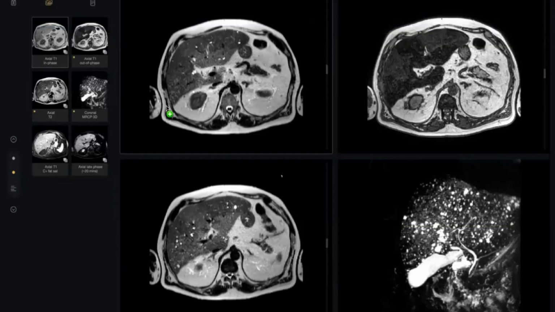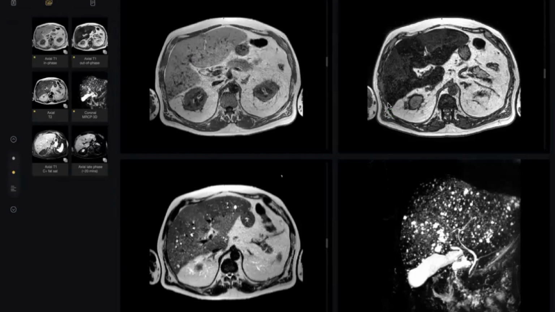T1 in and out of phase images. This is in, this is out. Okay, this is in, bright, out, drop. If you have the reverse, the opposite, what will be your diagnosis? That will be hemochromatosis. That will be iron overload. It is low on in phase and high on the out phase images. The appearance is reversed in hemochromatosis and deposition diseases.